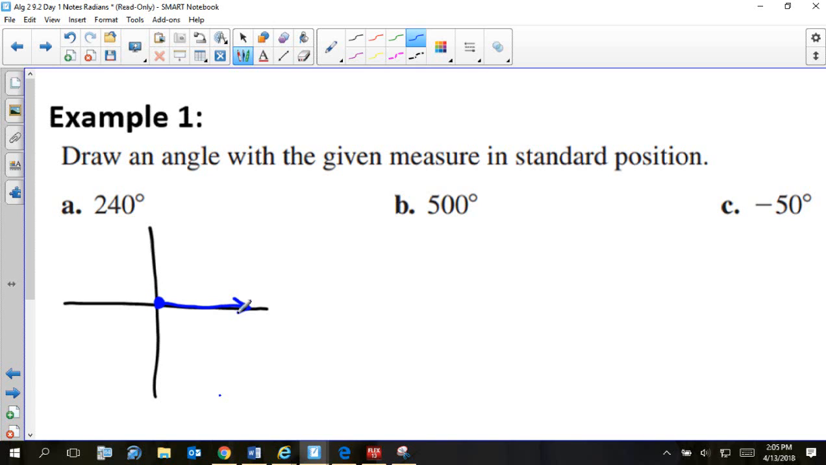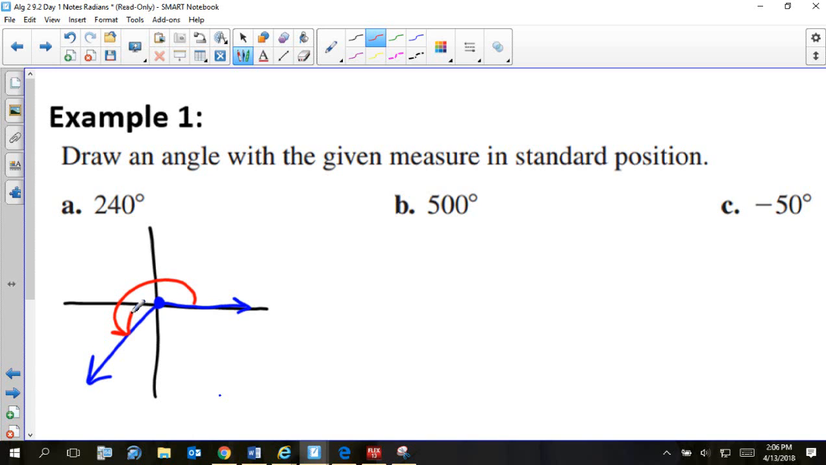Now this is going to rotate counterclockwise because it's positive. If I rotate to here, I'm at 90 degrees. If I rotate to here, I'm at 180. If I rotate all the way down, how far have I gone? 270. But I only need to go to 240, so I'm going to go a little bit less than that. And I'm going to show anybody looking at this which direction I went with an arc and an arrow that shows which direction I went. So if somebody looked at my picture, they would know it was a positive angle.